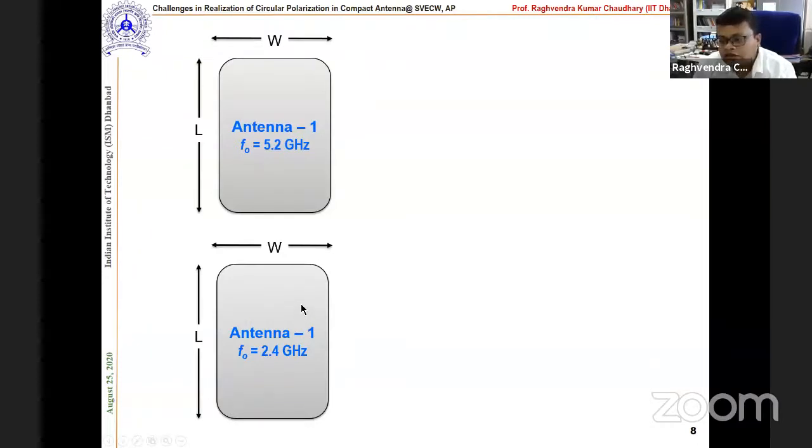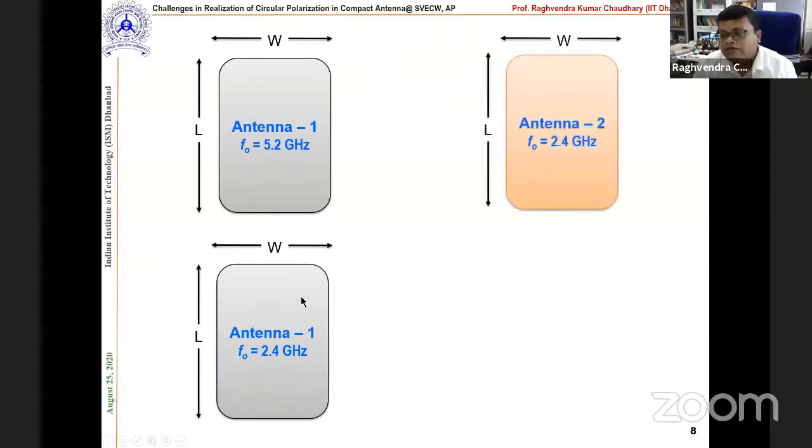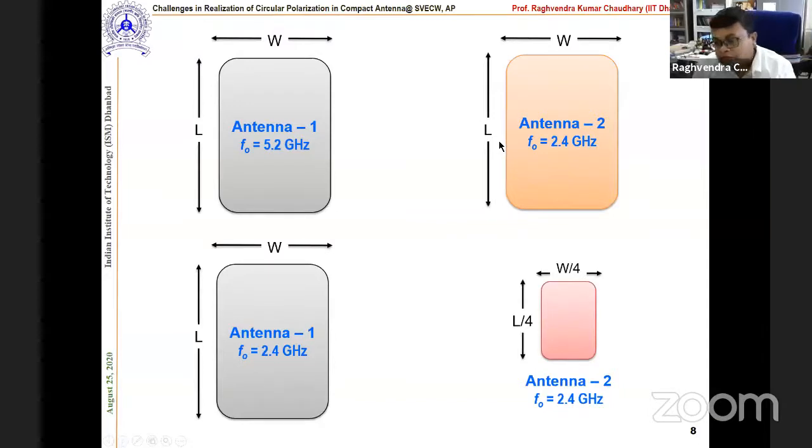So how will you do it? You're supposed to manage with the capacitor, inductor, or the structure you are going to develop. Now, the other kind of thing is that we have an area of L cross W operating at 2.4 gigahertz, let's say. And we want to accommodate this in a very small area, let's say W by 6, L by 6, an area of W by 16 by L by 16. And it is again operating at 2.4 gigahertz without sacrificing the antenna properties. So how can we do this?